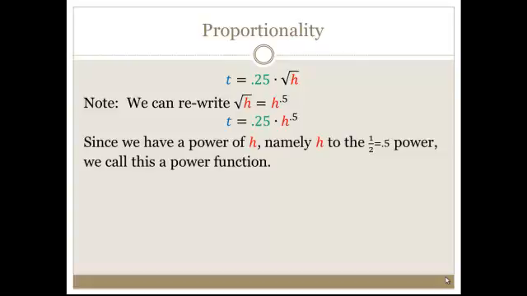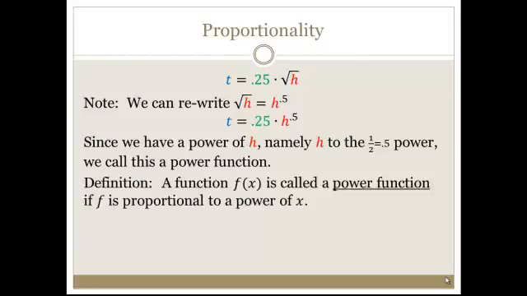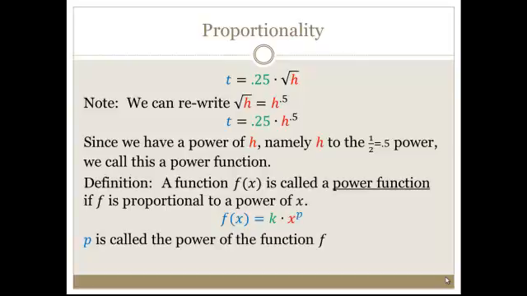Since we have a power of h, namely h to the 1/2 or 0.5 power, we call this a power function. In general, we say a function f of x is called a power function if f is proportional to a power of x. Power functions look like f of x equals k times x to the p, where p is called the power of the function f.